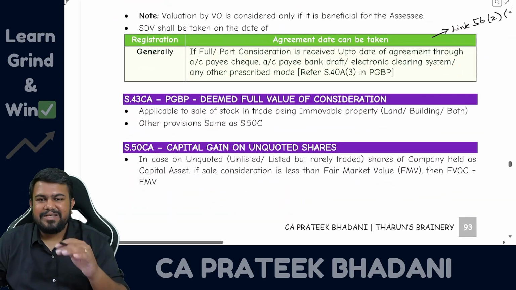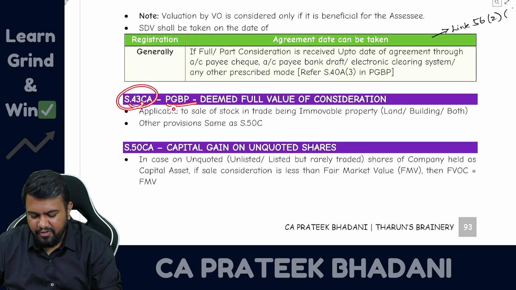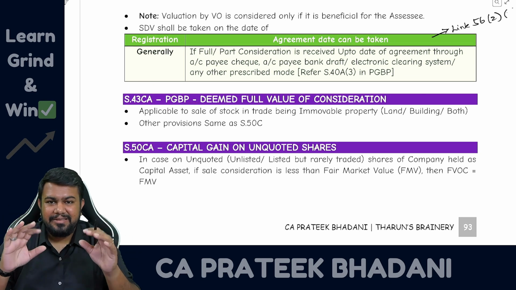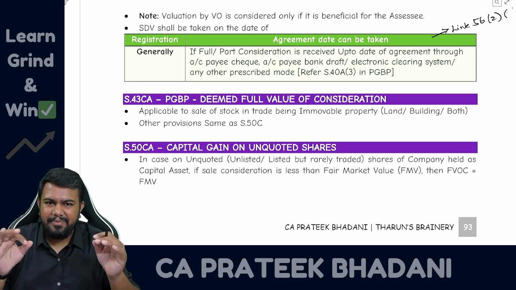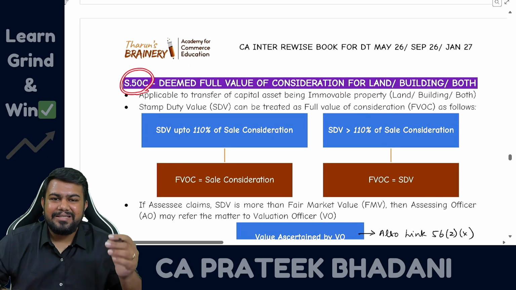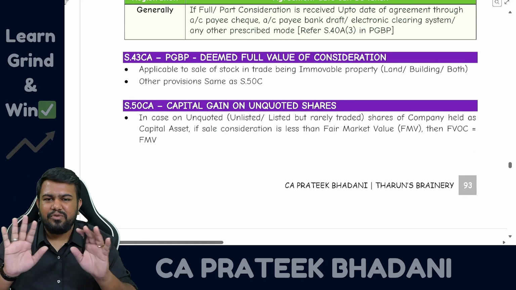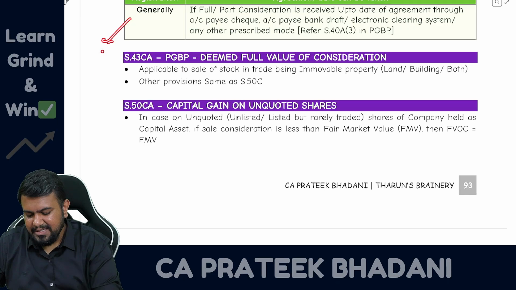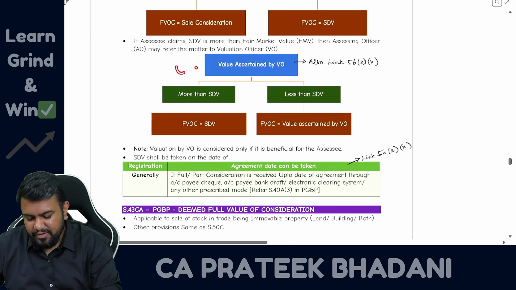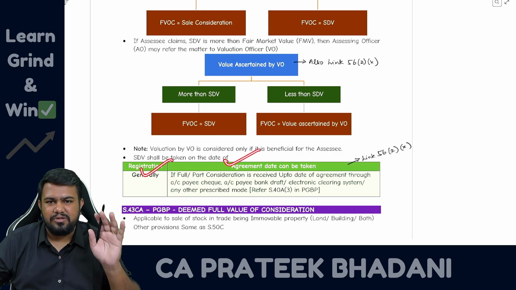Now listen, this 50C provision is there. The same provision is also there in section 43CA for PGBP. So if the land and building being sold is a capital asset, then see 50C. But if the land and building that is being sold is stock in trade, then you have to see section 43CA. The rules and regulations, everything is the same as 50C, and the same will apply to 43CA as well. This valuation provision also is the same, and on which date you have to take the stamp duty value, that provision is also the same.